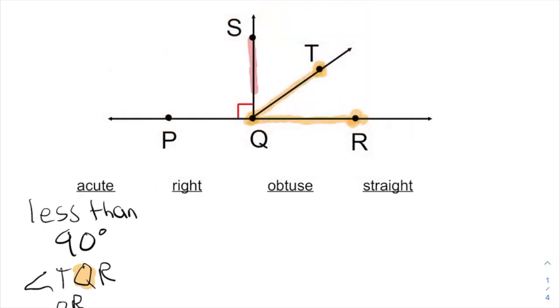A different acute angle would be SQT or TQS, okay? So there can be multiple acute angles, and again, those are both less than 90 degrees.